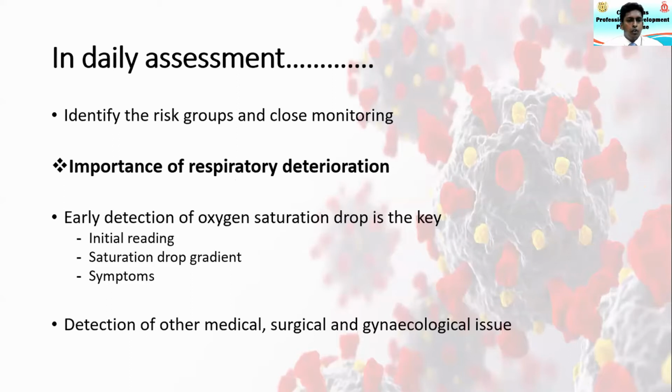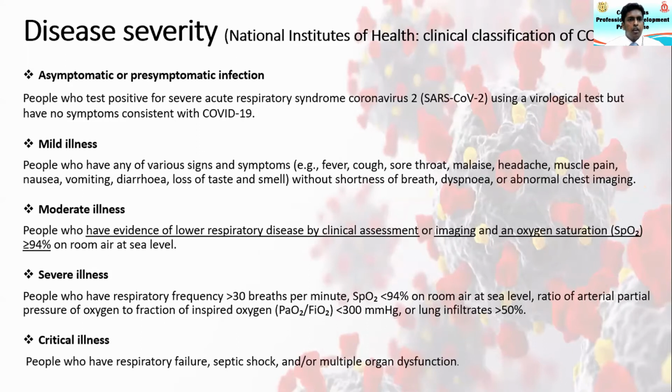So this is what we do. We detect this respiratory deterioration in the first place. Then we have to know first what the disease severities are. So this is taken from the National Health Services in the UK. Our main target is to detect the patient at the moderate level of illness. They have evidence of lower respiratory disease with clinical assessment or imaging, and have oxygen saturation more than 94. If you can detect patients at this level, before they go into severe illness, you can save a lot of lives with minimally invasive therapies.